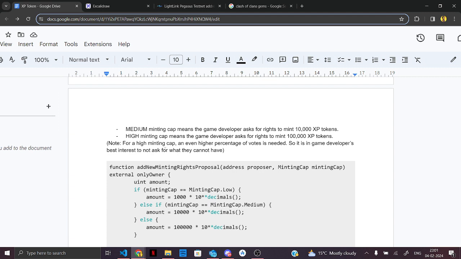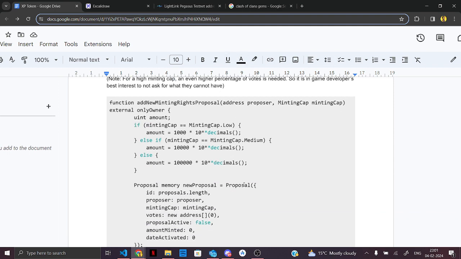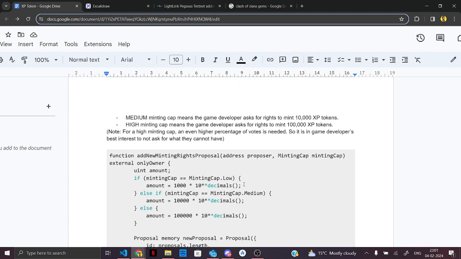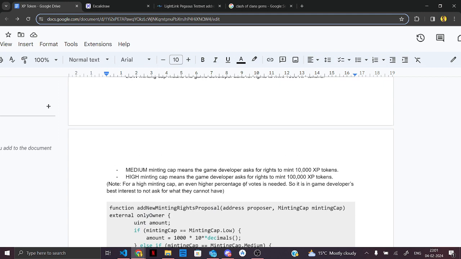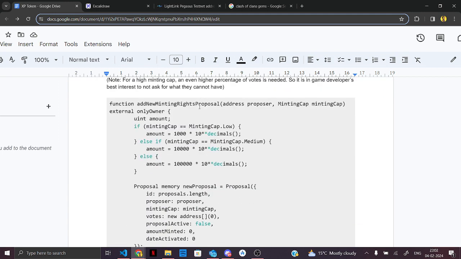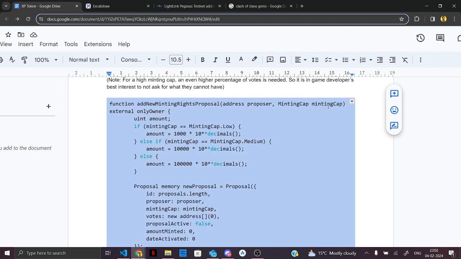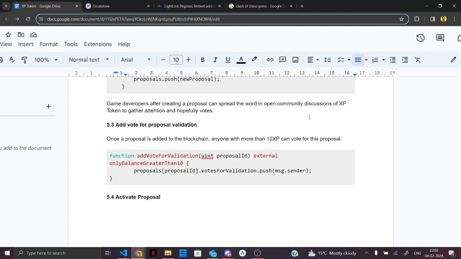So you can see for higher minting cap, even a higher percentage of votes are needed. So it's in game developers' best interest to not ask for what they cannot have. This is the whole contract code for asking for minting rights. Asking for minting rights will be adding a new minting rights proposal, where the proposer is the game developer, and the minting cap, as we discussed, can be low, medium, or high.